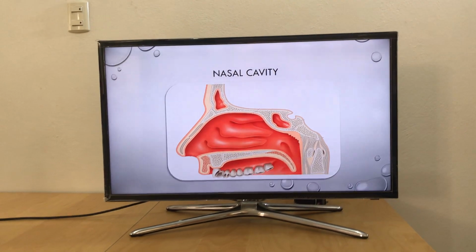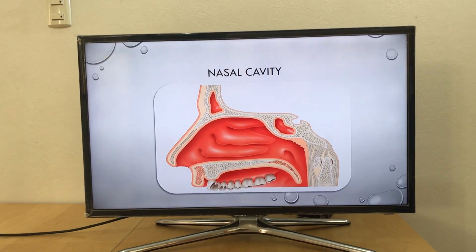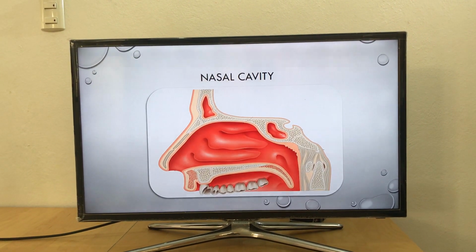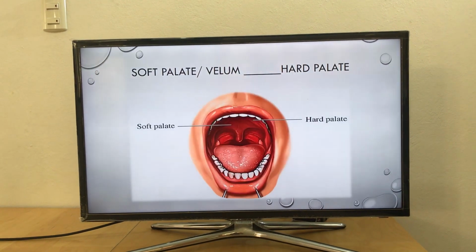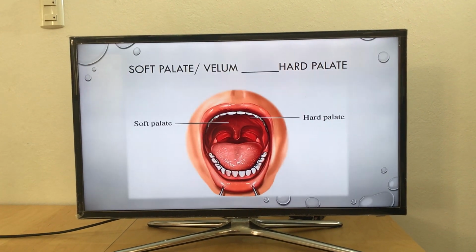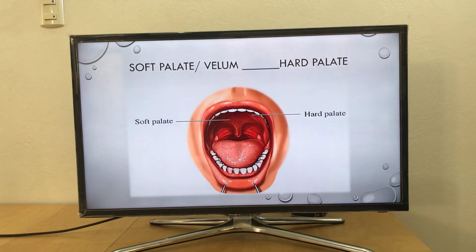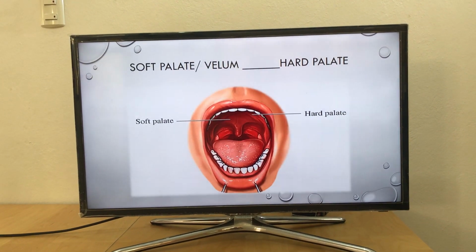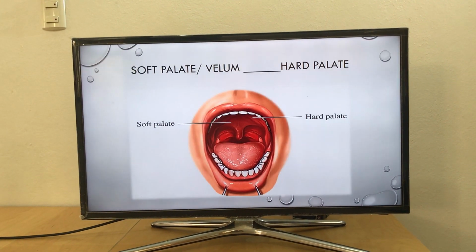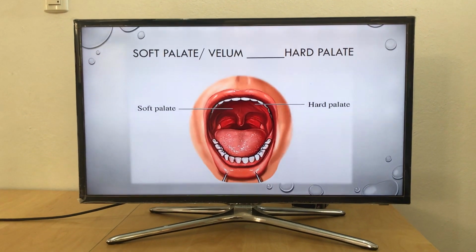The nasal cavity, the nose and its cavity, is also considered a speech organ. The sounds which are produced with the nose are called nasal sounds. The soft palate, also called velum, and the hard palate. The hard palate is the concave part of the roof of the mouth, situated in the middle part of the roof. And the lower part of the roof of the mouth is called the soft palate. It can lower and rise.